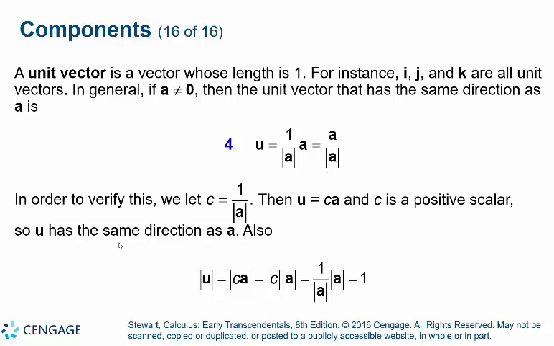In order to verify this, just let c equal 1 over the magnitude of A. Then u is equal to cA, and c is a positive scalar, so u is in the same direction. And you can see how it will all work out and the magnitude will just be equal to 1. All right, so this unit vector we'll talk about in the coming lectures. It's just a vector that points in the same direction as A but has length or magnitude 1.